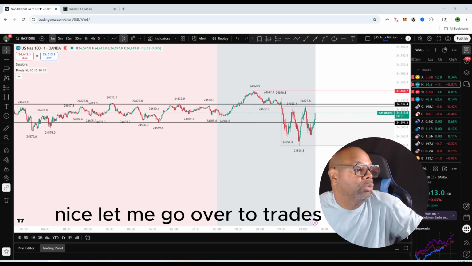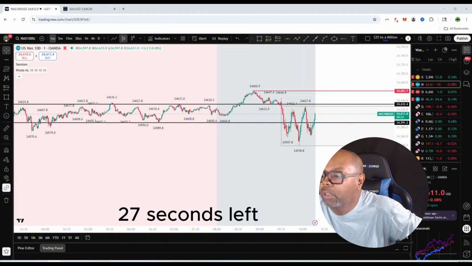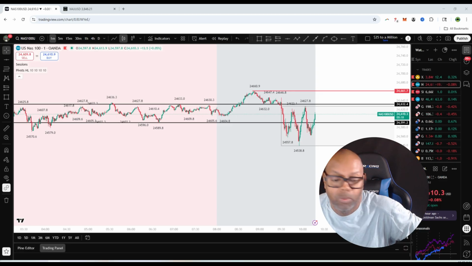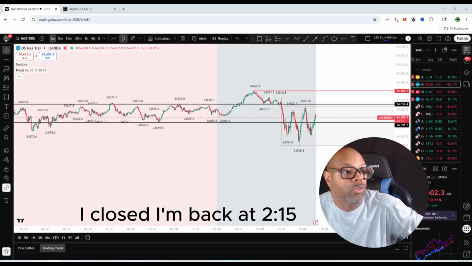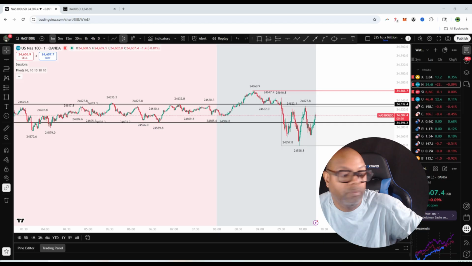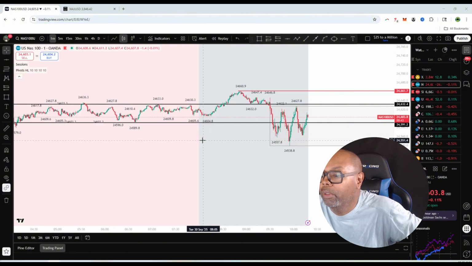Nice. Let me go over to trades. 27 seconds left. Get a nice green opening push. Nice push up. $15. And 8. Buying up. I closed. I'm back at $215.